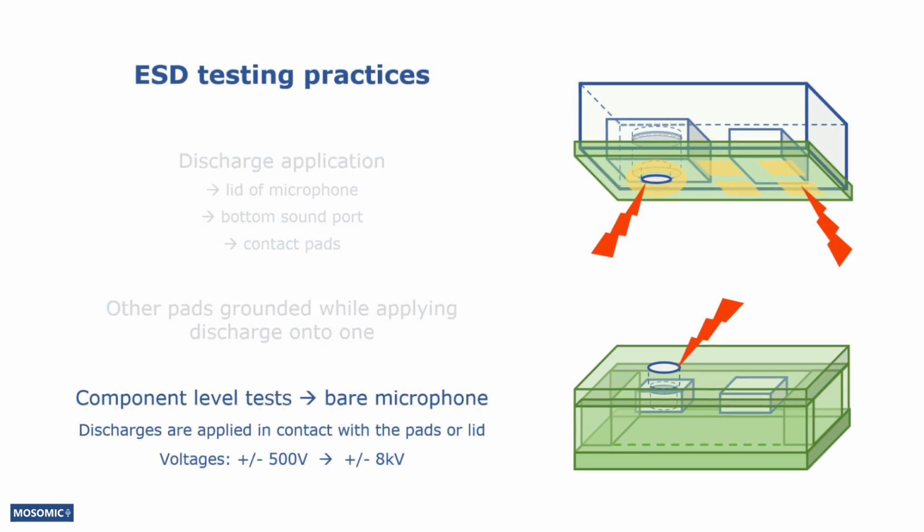In component level tests, a bare microphone is tested. The tests are usually done by applying a discharge in contact with the contact pads or the lid of the microphone. In component level tests, the voltages typically vary from ±500 volts to ±8 kilovolts, depending on the test, charged device, human body or machine model.